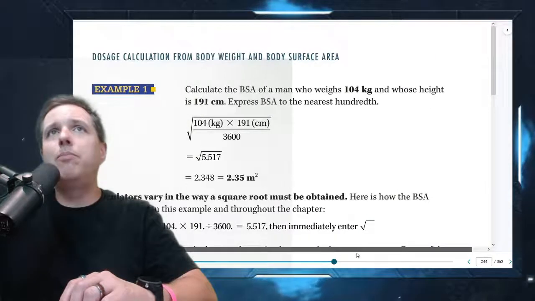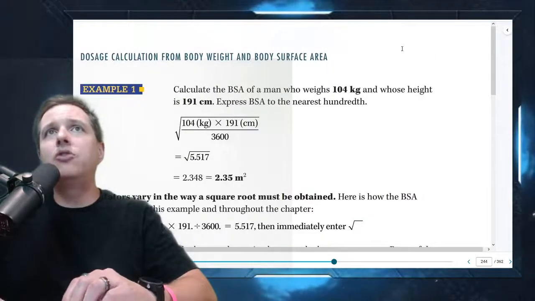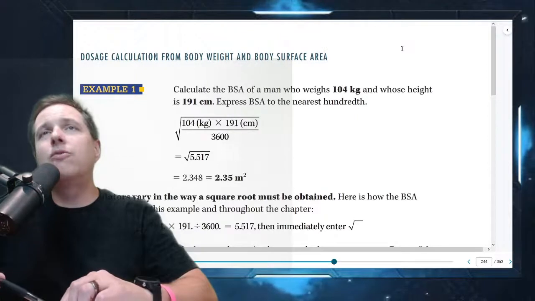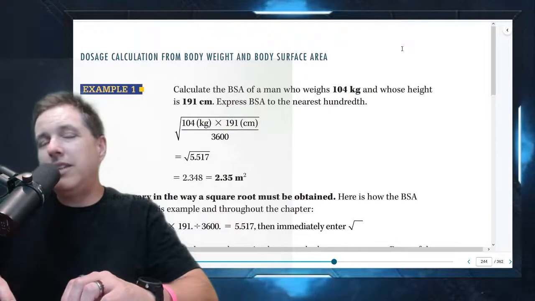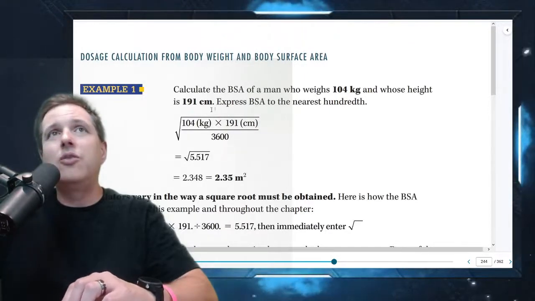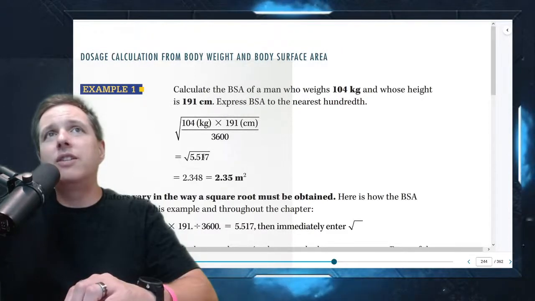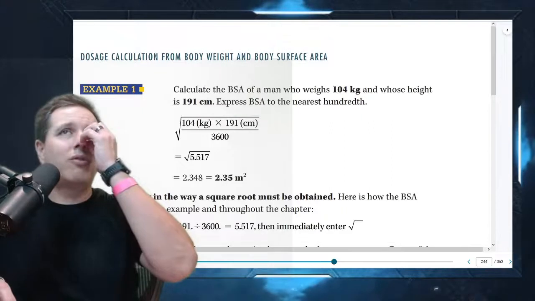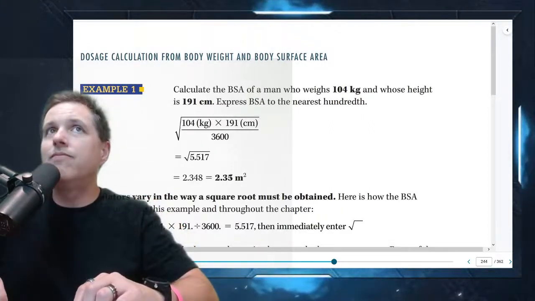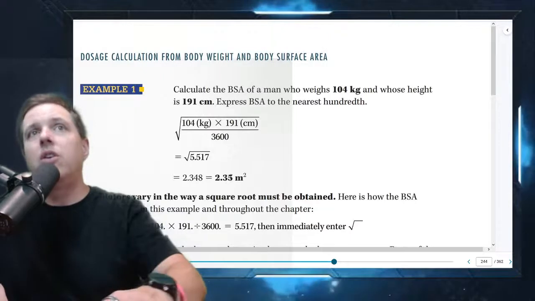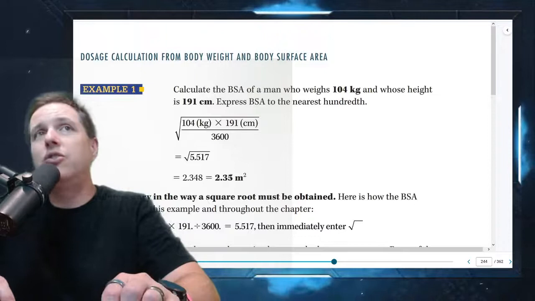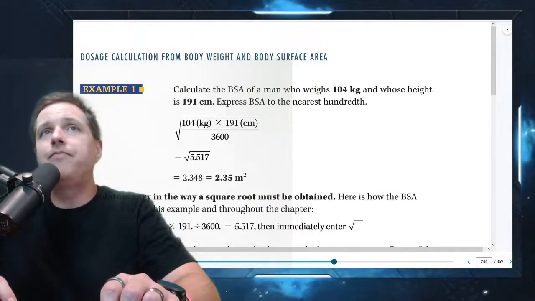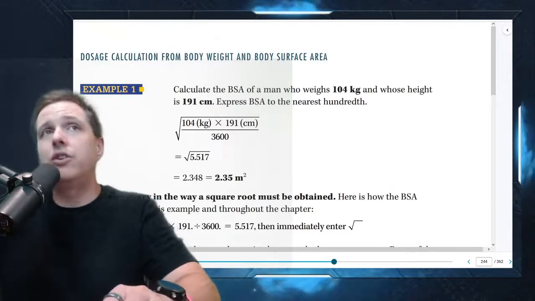So calculate the body surface area of a man who weighs 104 kilograms and whose height is 191 centimeters. It's about as basic as you could get. You're plugging in the kilograms, you're plugging in the centimeters, you multiply them, divide by 3,600, and you end up with 2.35 square meters. Then you can use that in the calculation that you're using to figure out the dosage.